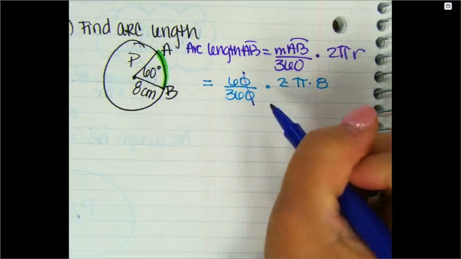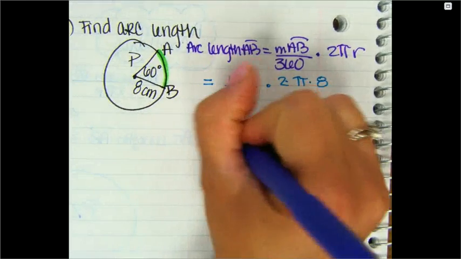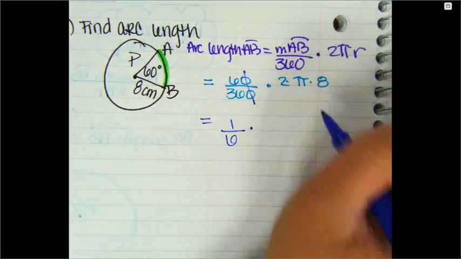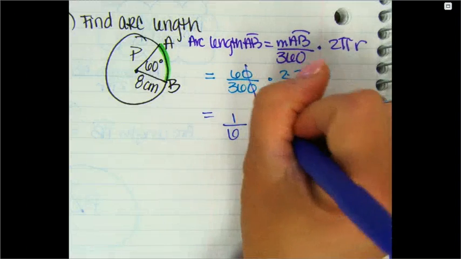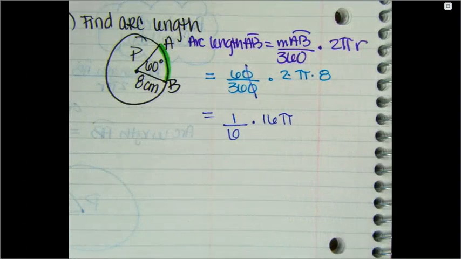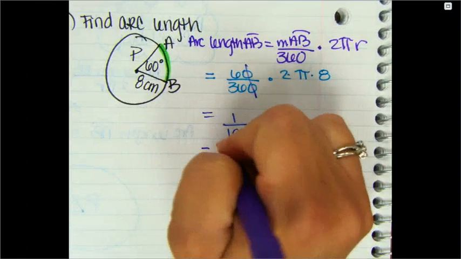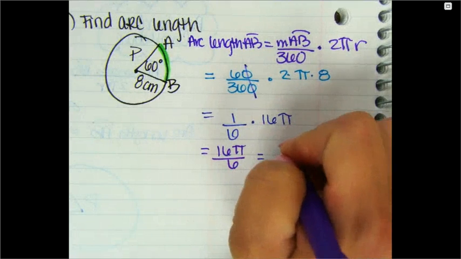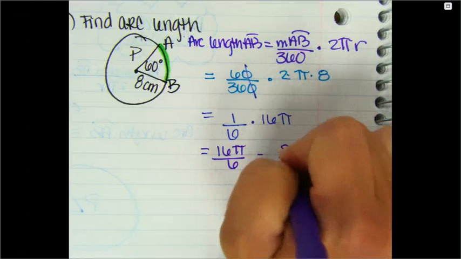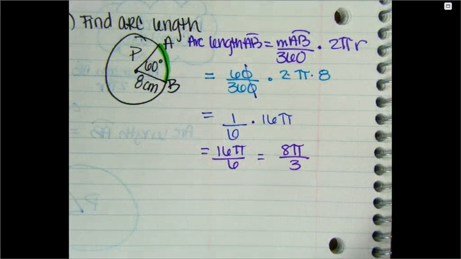What's 6 and 36 reduced? 1/6 is correct. Times, what's 2 times 8? 16 times pi. So you should have 16 pi over 6, which you can reduce if you want to be 8 pi over 3. Yeah? Just saying. You don't have to. But if you reduce it, that's what you got.